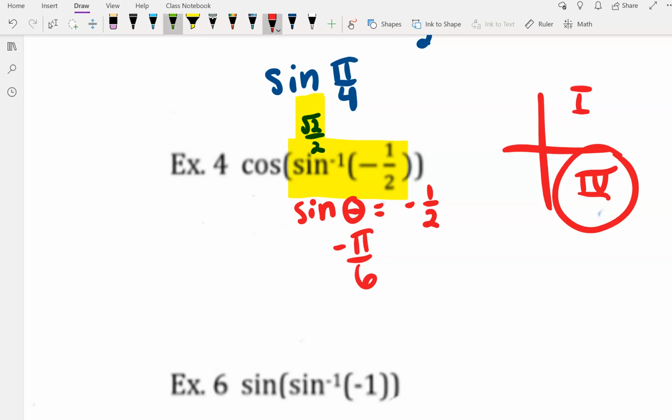Now we need to find cosine. We still haven't dealt with the cosine on the outside. So cosine of negative pi over 6, I know that cosine of pi over 6 is root 3 over 2.